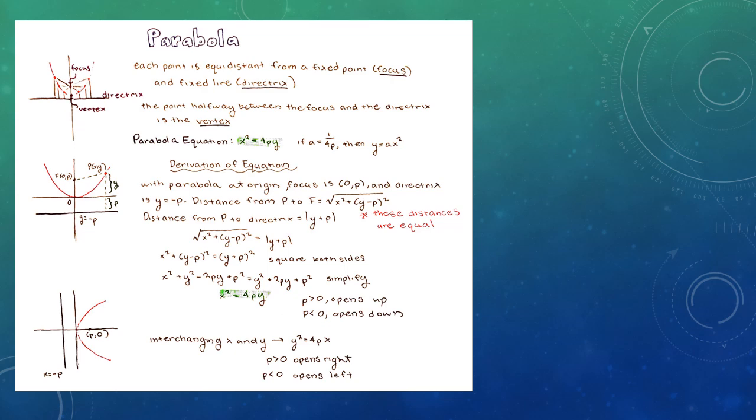Now if the parabola is rotated, then we interchange the x and the y, so the equation becomes y squared equals 4px. And then if p is greater than 0, it will open right, and if p is less than 0, it will open left. And then the focus is also now at (p, 0), and the directrix is now x equals negative p.